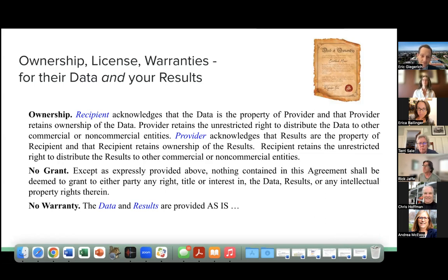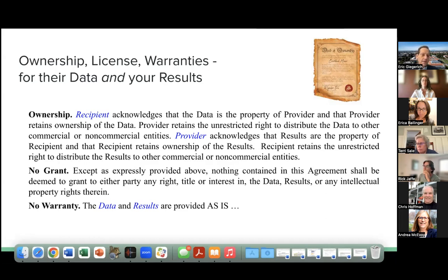The provider of the data acknowledges that the results, that's your results, are the property of the recipient, or of the university. And the university retains ownership of results. UC just came out with a policy recently clarifying ownership of research data. It's a UC system-wide policy, but that was already part of our policies. It just wasn't the clearest expression of it.